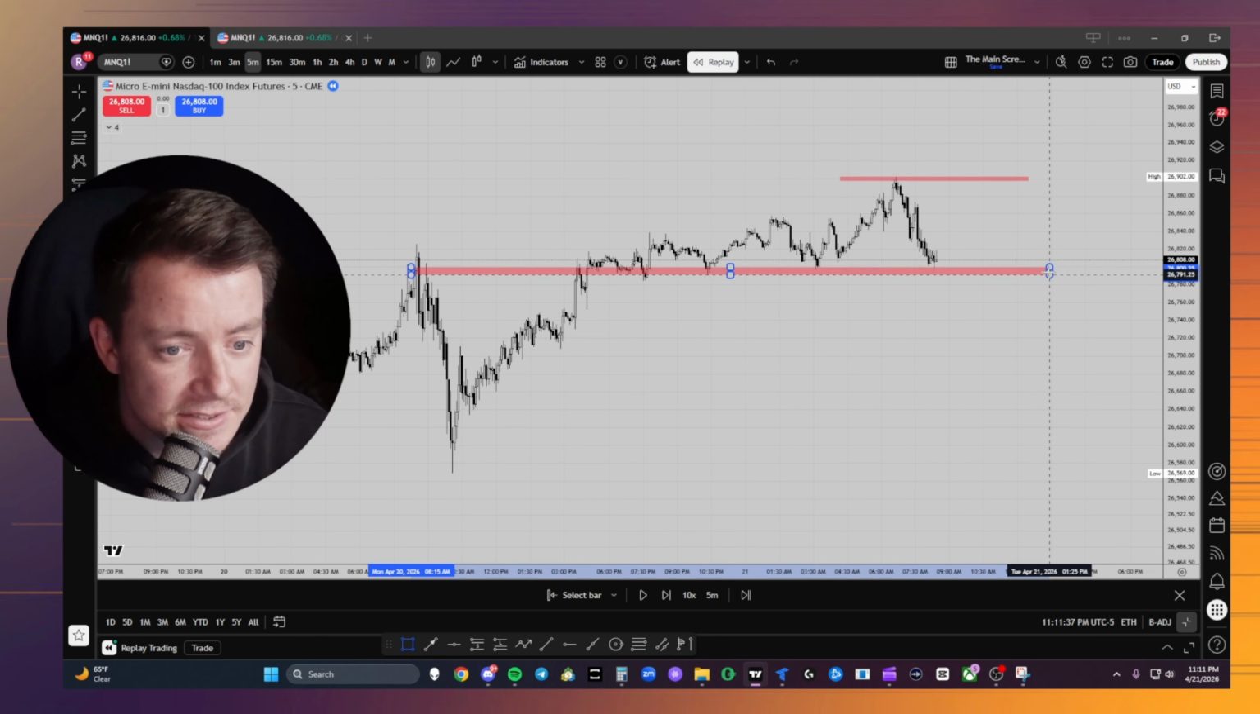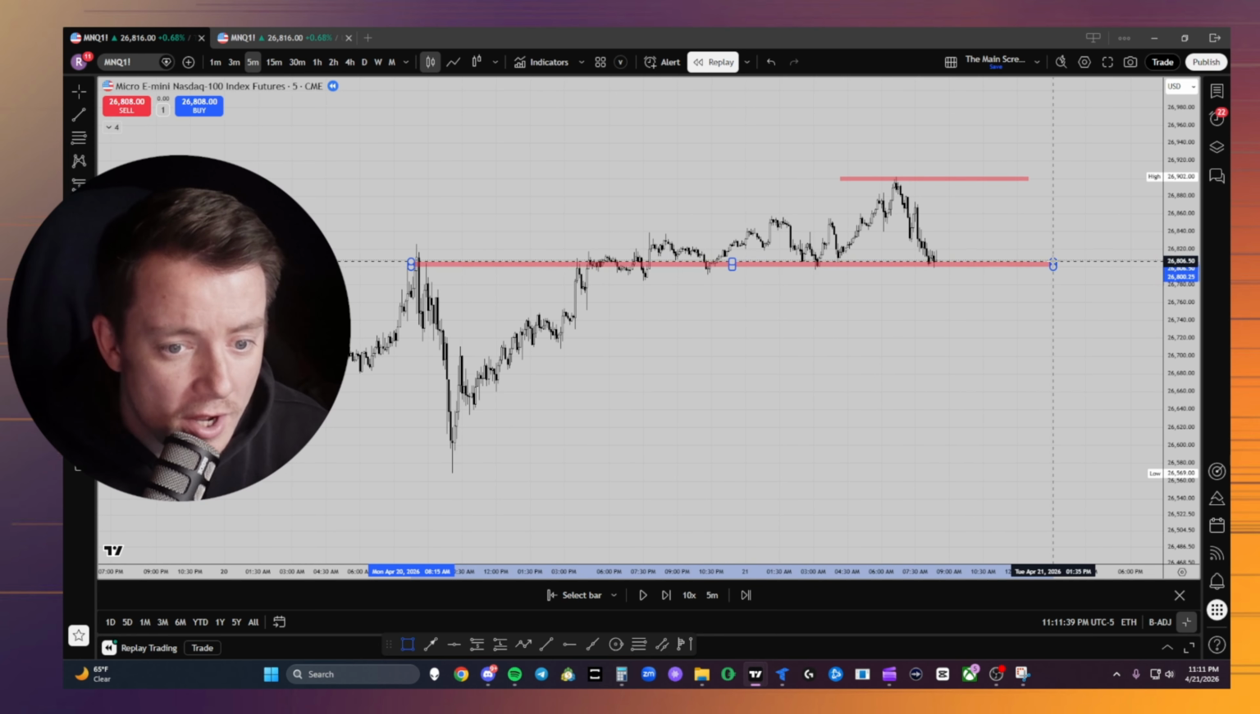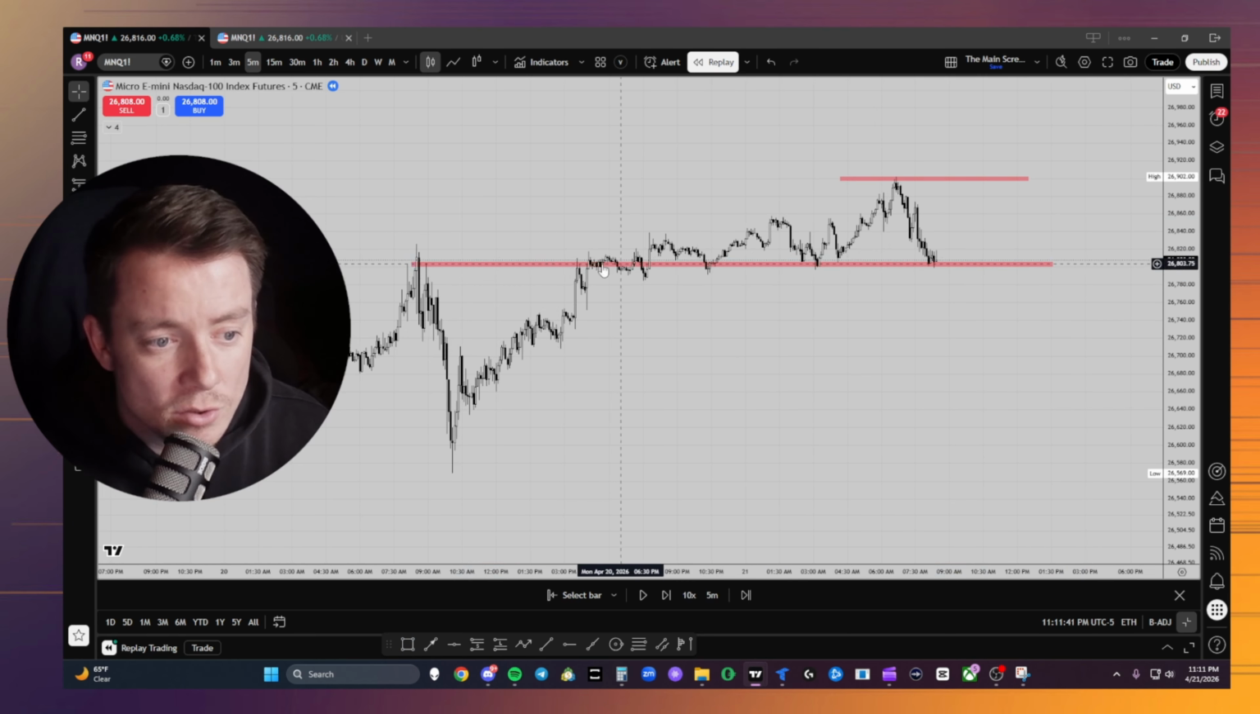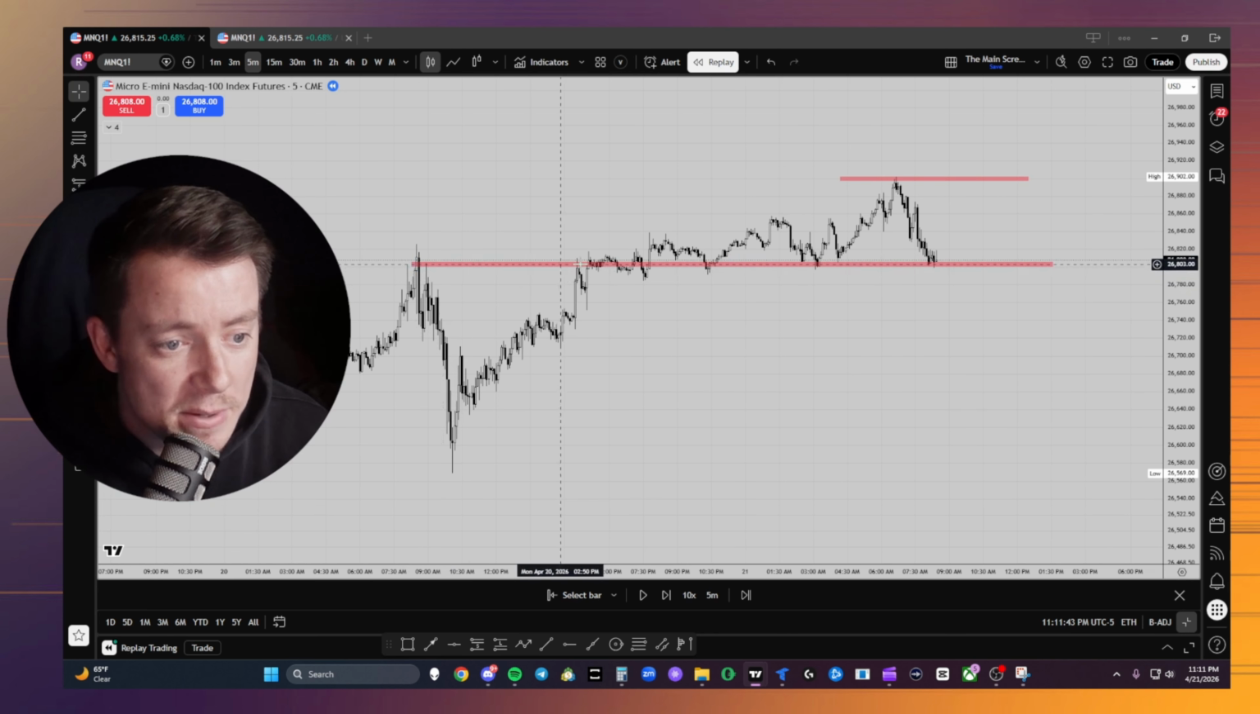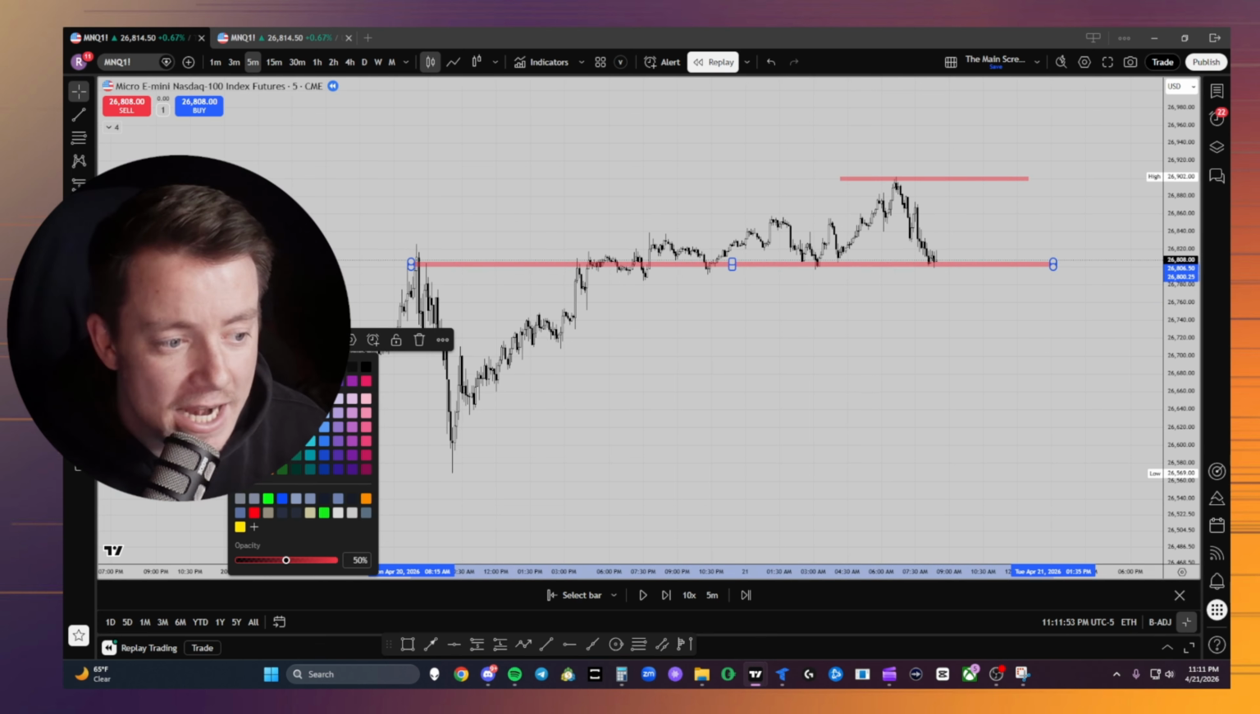Now I see this here. I'm going to mark this zone off. Now keep in mind, these are zones. It doesn't necessarily have to be perfect on it. These are zones that we're looking at. Look at this key level right here. Look how many touches we have just in this area. So that is why we are marking that area off.